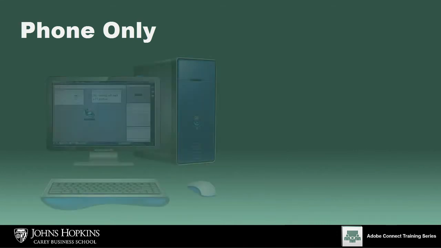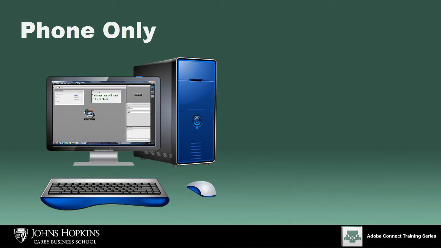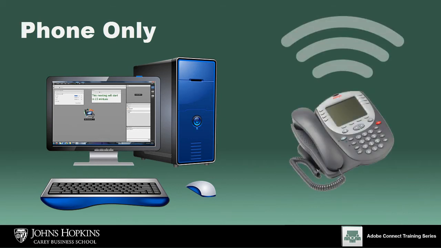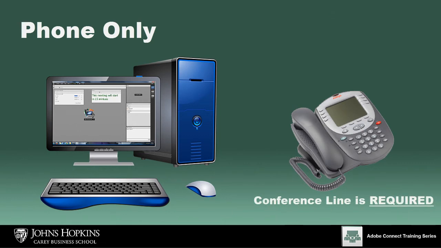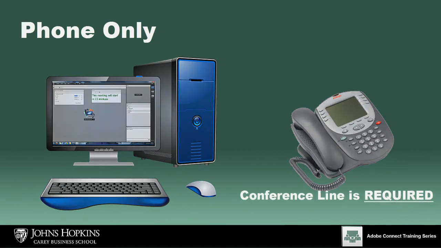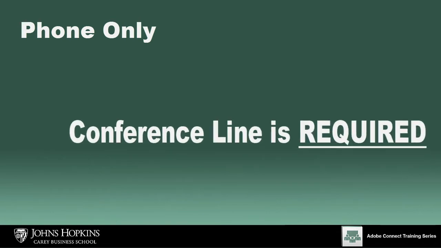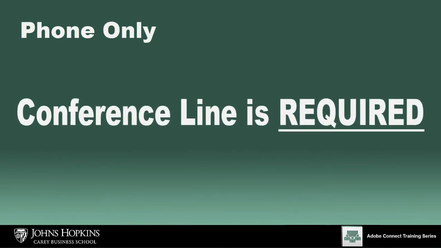With this option, your computer will be used for sharing visuals only. All speech is transmitted through a telephone. This option requires you have a conference line for your meeting and that everyone on the meeting, including you, call that line for speaking and listening. Please note, your regular office or cell phone line will not work for this option. A conference line is required.